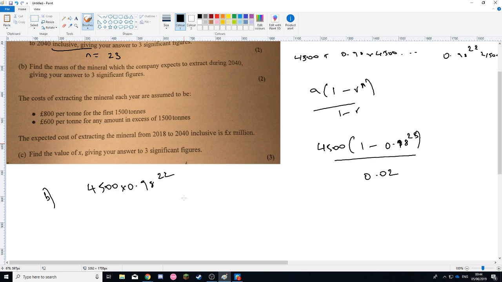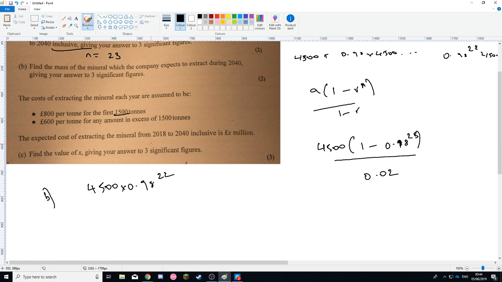The cost of extracting the mineral each year is assumed to be 800 per ton for the first 1500 tons and 600 per ton for any amount in excess of 1500 tons. Okay, that's fine. I approach this question this way. I think the point of part B was to show that even during 2040, the amount they mined was above 1500. I think this answer is 1700, 1800, something like that. So every single year they mined at least 1500 tons, so they got charged 800 per ton for the first 1500 for every single year.